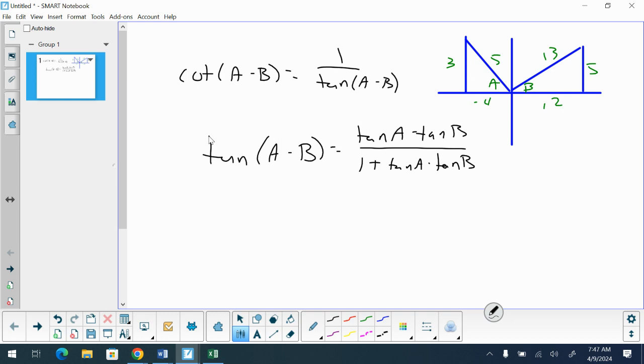So we need to find this value first. So what we're looking for here is we have to find what is our tangent of A and what is our tangent of B. So write down your tangent of A, write down your tangent of B.